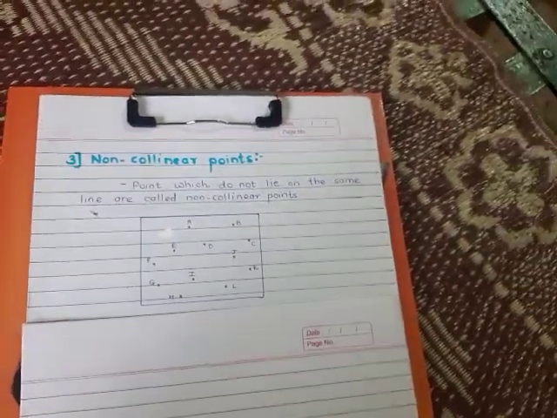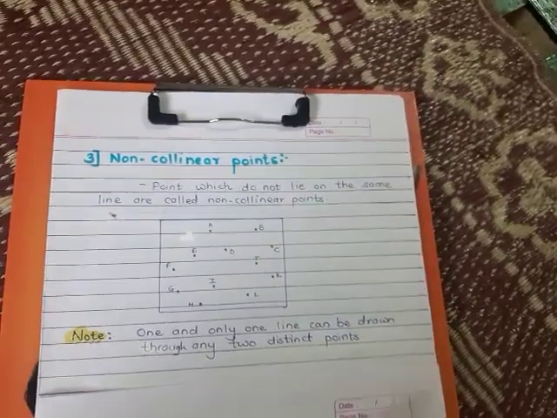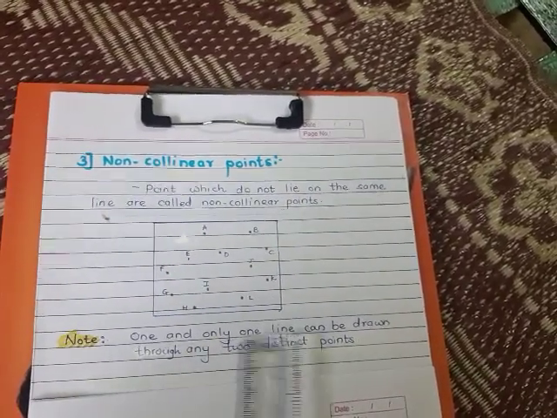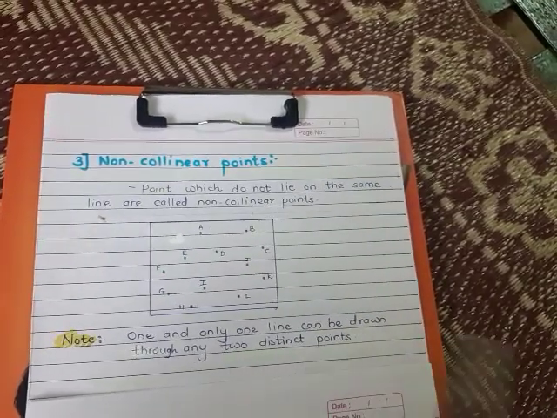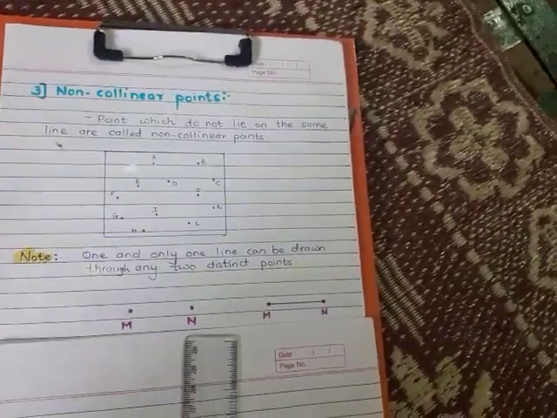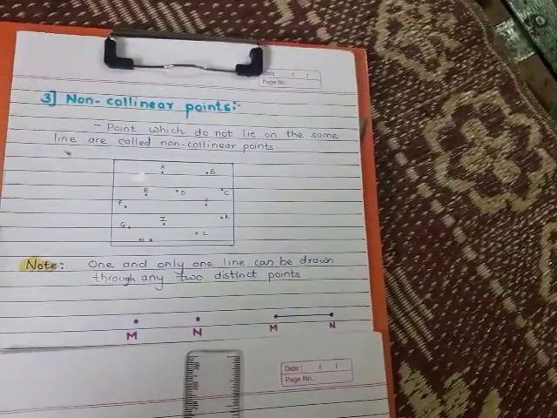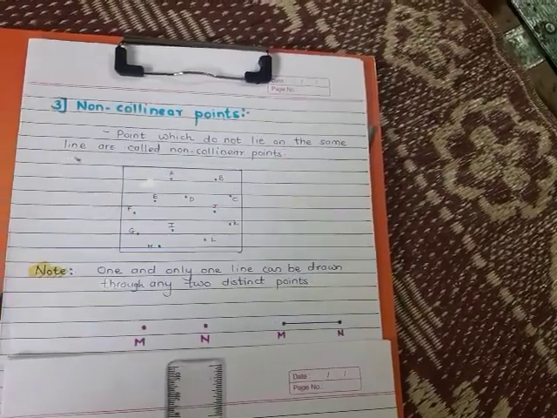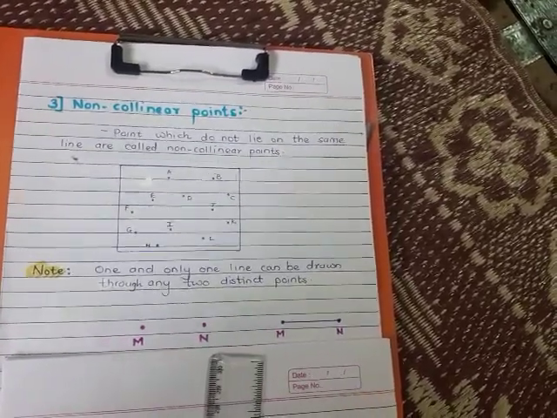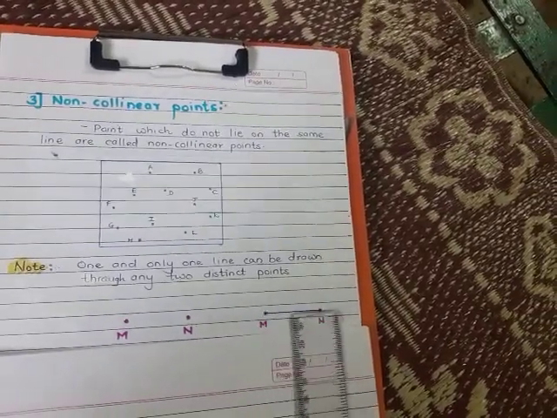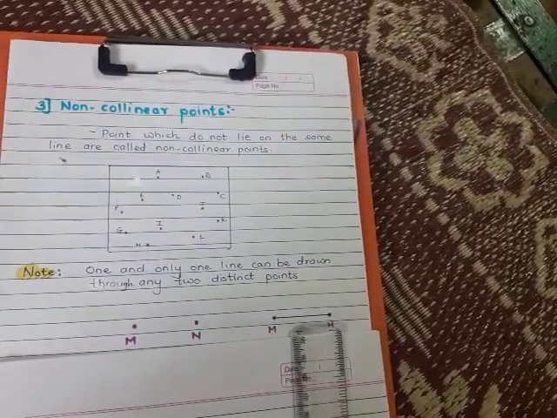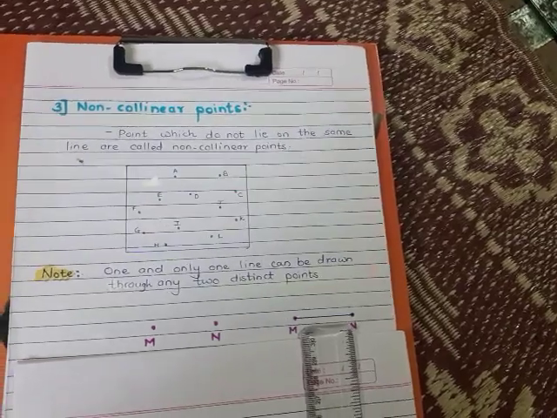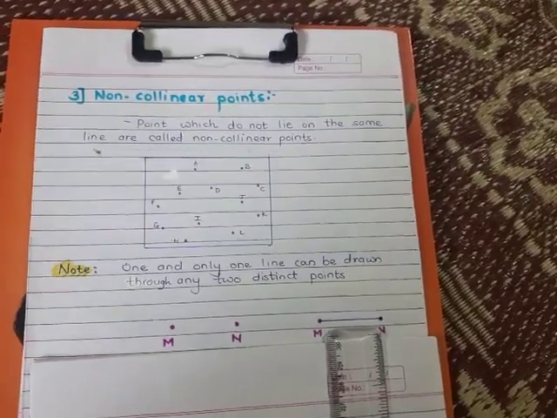So there is one small note for you. What is that note? One and only one line can be drawn through any two distinct points. So what is the meaning of this? Suppose I give you any two distinct points. Now M and N are two distinct points. Distinct means they are different from each other. How many lines can I pass through them? Yes, I can pass only one line through them. These are the important notes. You are supposed to remember this. Why? Because they can be asked as fill in the blanks.